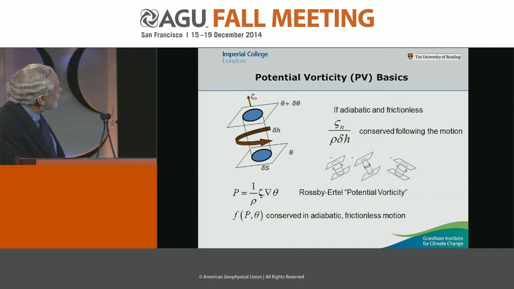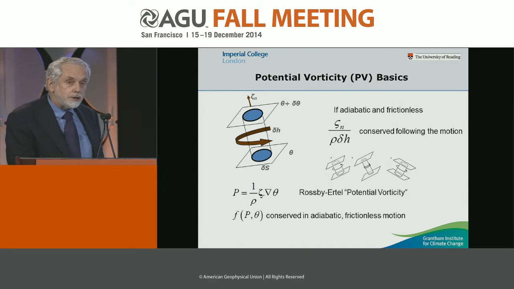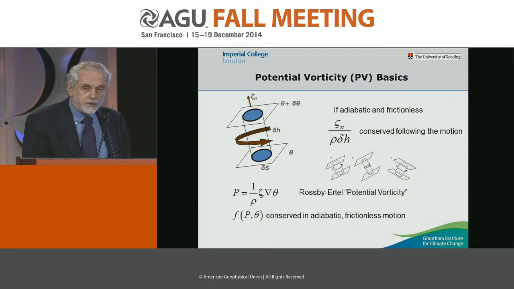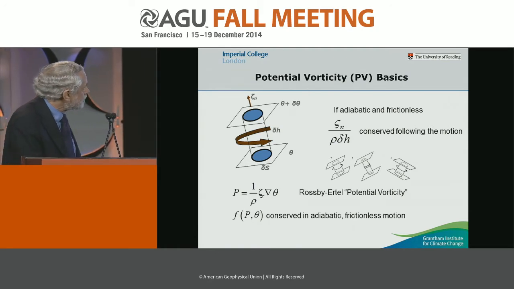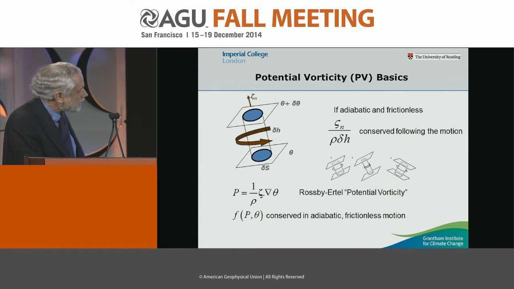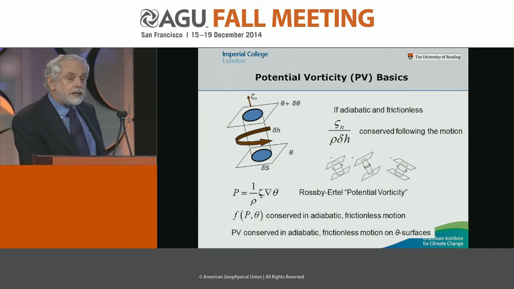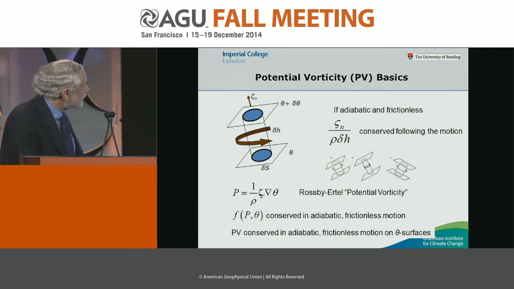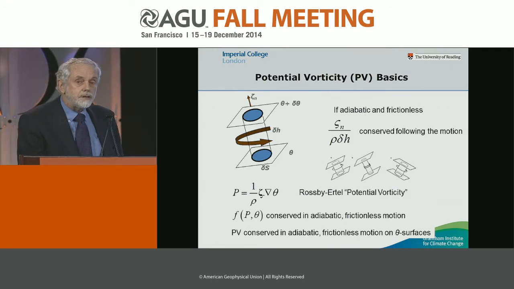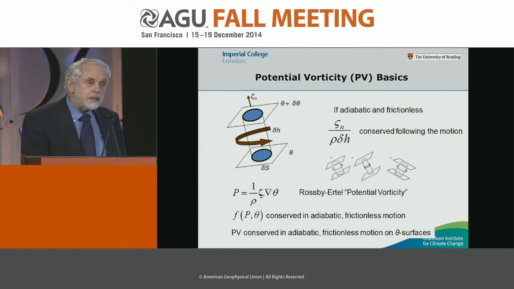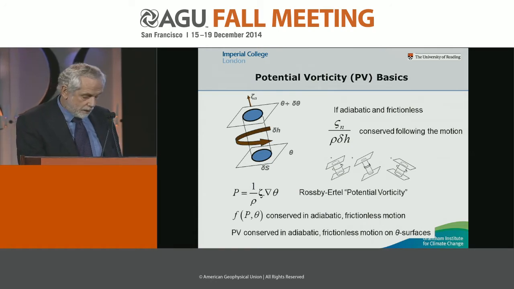So we have then that any function of the potential vorticity and the potential temperature is conserved in adiabatic frictionless motion. And in particular, PV itself would be conserved on a theta surface, and equally theta would be conserved on a PV surface. So we have those.